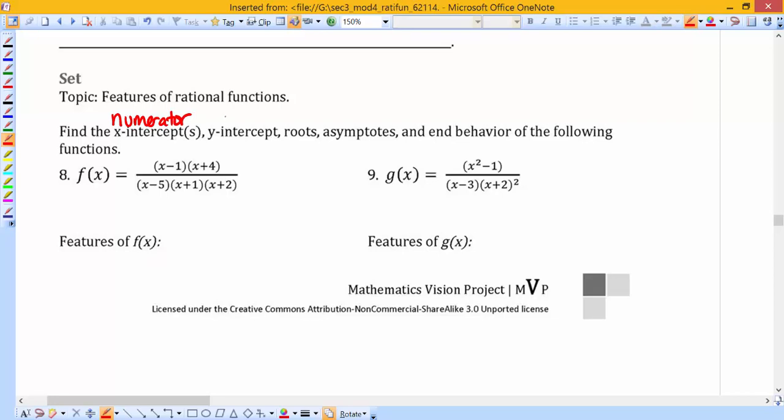Your y-intercept comes from making all of your x's equal to 0. Your roots, we need to remember, are your solutions. That is where the graph is going to cross the x-axis. So your x-intercepts. All roots, real and imaginary, are your roots. Asymptotes. For asymptotes, I would like you to find your vertical asymptotes, which come from the denominator, and your horizontal asymptotes, which come from looking at the degree of your numerator and your denominator.